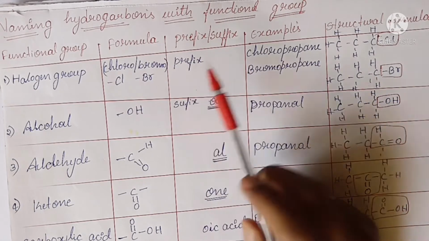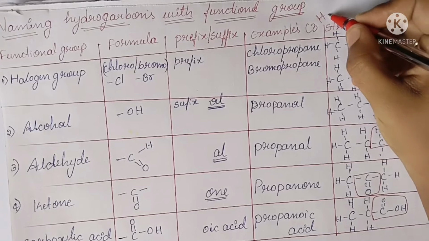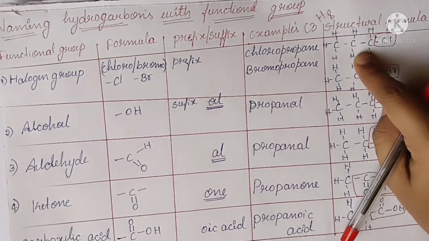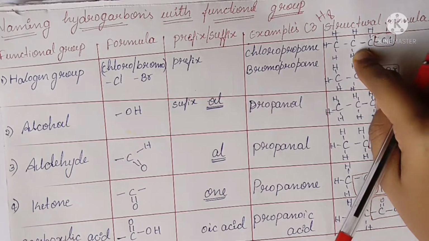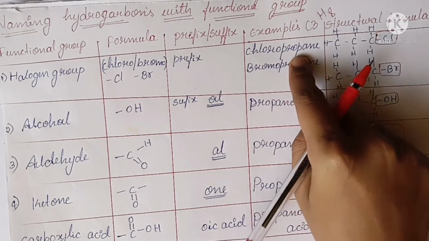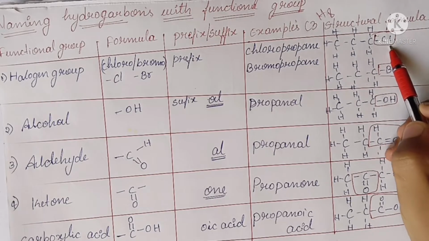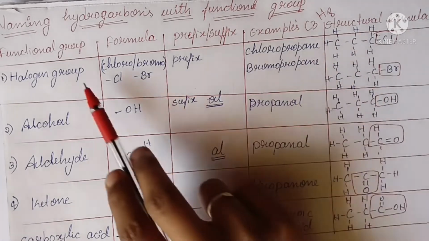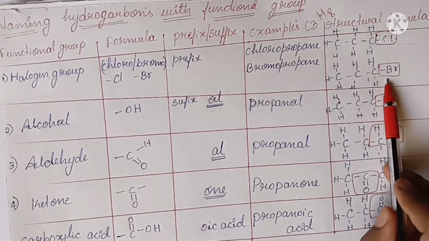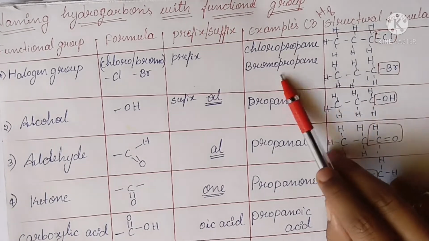For example, see this one example. We know that C3H8 is the formula for propane. Here I wrote chloropropane. For this propane, chlorine is attached. Cl, the halogen group, is attached. So the name of this is chloropropane. Another halogen is bromine. If bromine is attached to propane, we call it bromopropane.